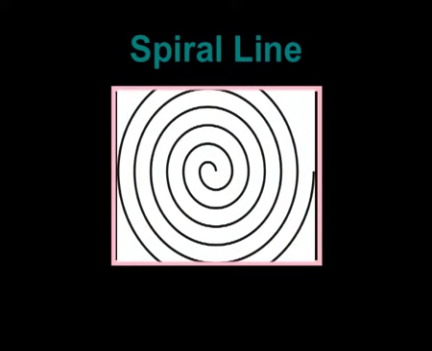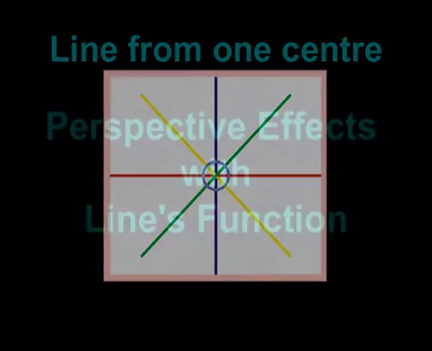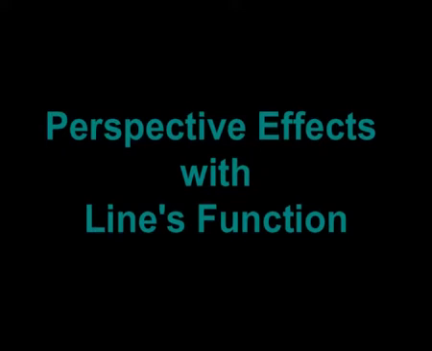Spiral lines show rhythmic speed or rhythm in drawing. A line which comes from one center or point shows the effect of concentration, power and expansion. Perspective effects with line function. In painting, different types of lines give different perspective effects.